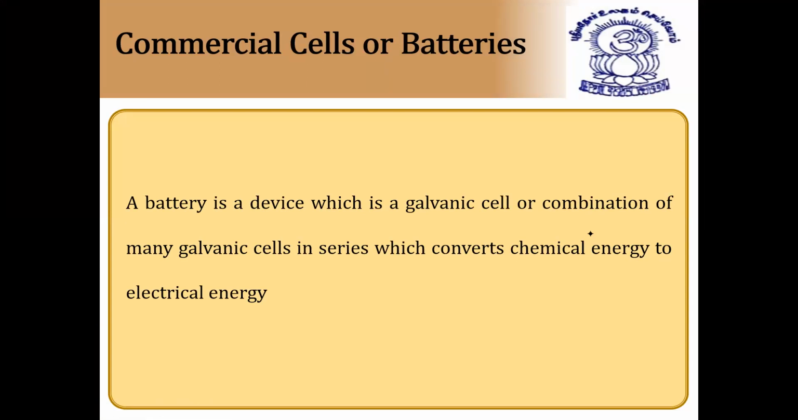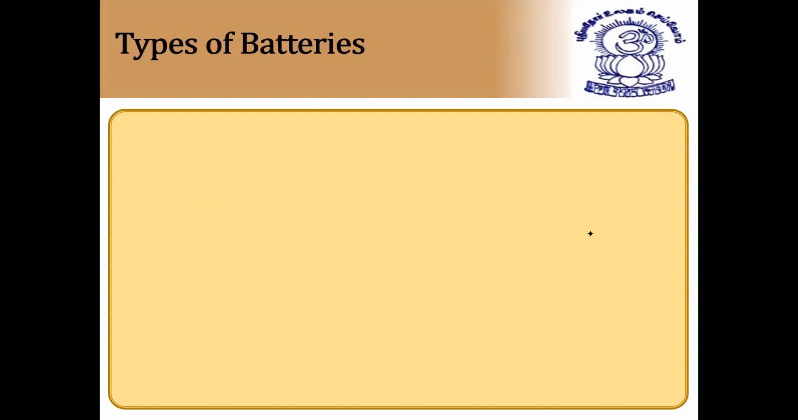So let us see some different batteries, cells or batteries. What are commercial cells or batteries? It is a device which is nothing but a galvanic cell, a combination of many galvanic cells in series which converts chemical energy to electric energy. Next, types of batteries. We have 2 types of batteries, primary battery and secondary battery.